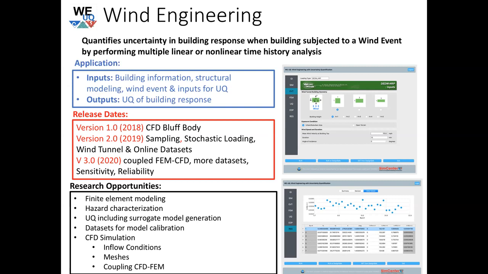So right now we're heading towards version 3. The current version we released does sampling, stochastic loading, wind tunnel, and takes the data from the online data sets. The version that's available to download now also includes sensitivity and reliability in the application. And by the end of September, we will be coupling the FEM with our CFD simulations. Right now, when we do a CFD simulation, the structure is rigid. It's a bluff body.